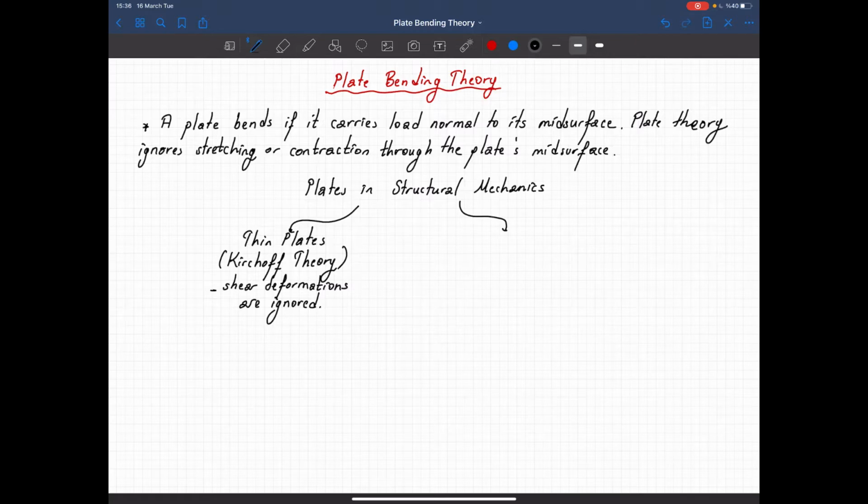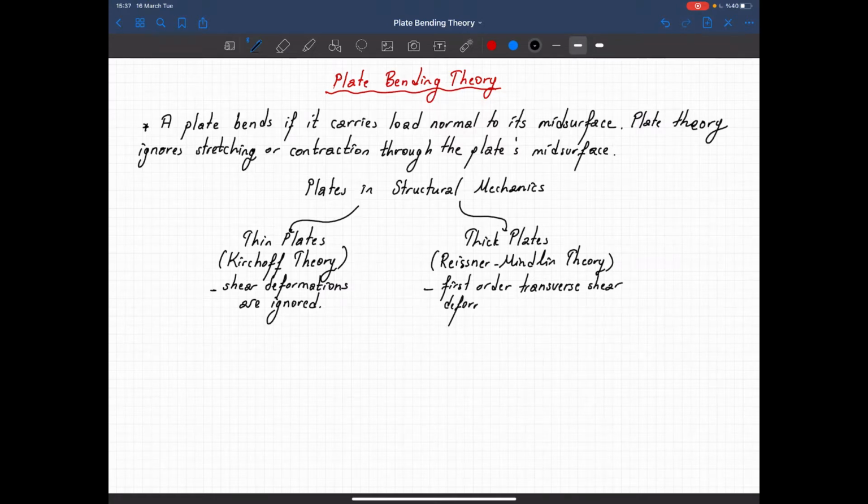And we have also a thick plate. And thick plates use the Reissner-Mindlin theory. And it's like the Timoshenko beam. And we have a first order transverse shear deformation is considered.